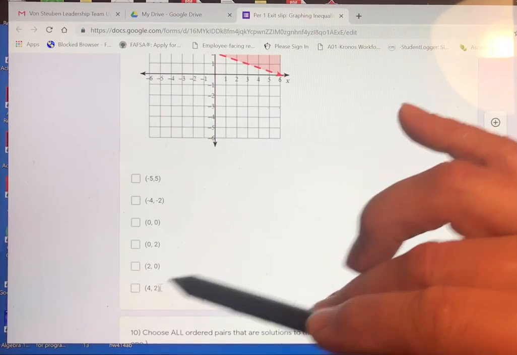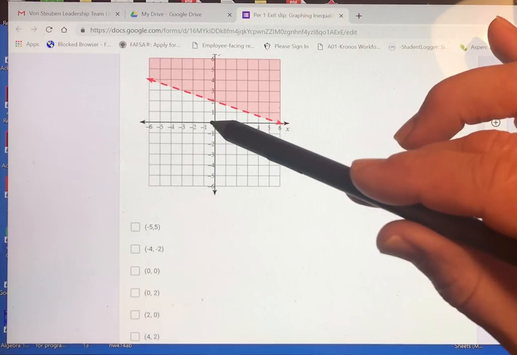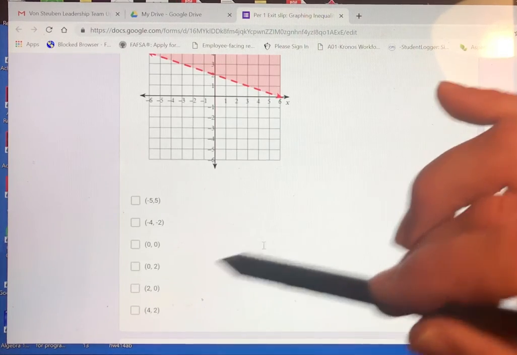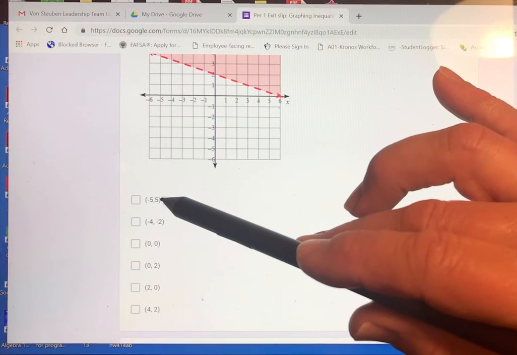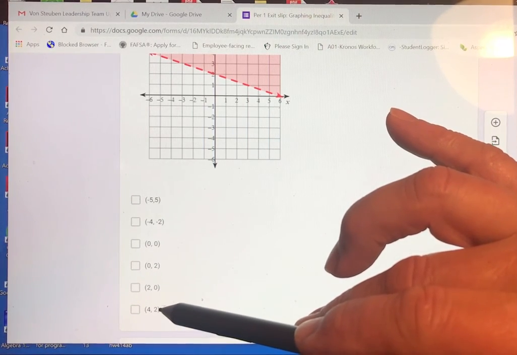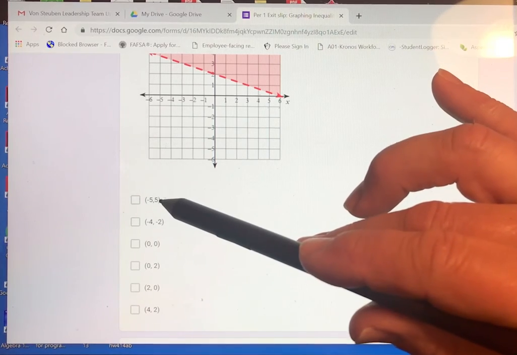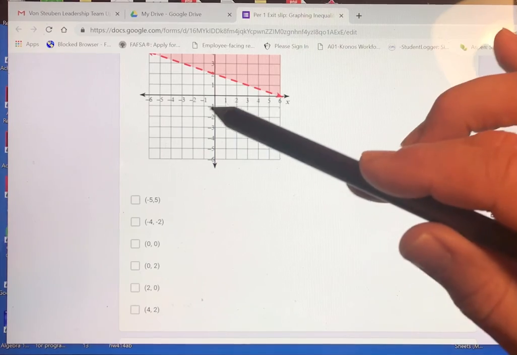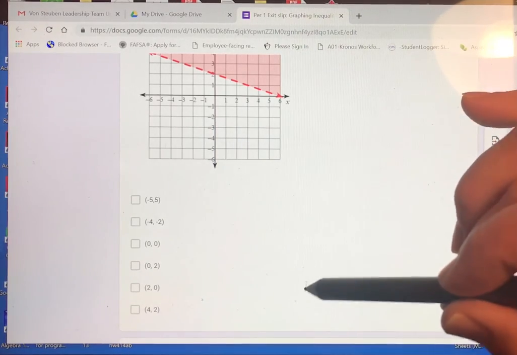Now this one, 4, 2. If you look at 4, 2, it is also in the region, so I missed the one down here at the bottom, but we have negative 5, 5 and 4, 2. So those are the two, negative 5, 5 and 4, 2.